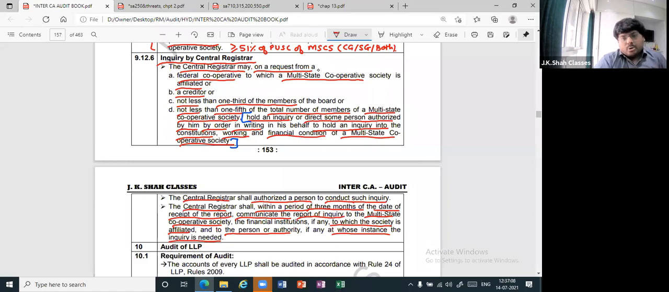So supposing a creditor told the registrar, please do the inquiry. Then the inquiry was done, and thereafter the report was obtained. Once the report was obtained, within 3 months of that report, the central registrar will give this report to that creditor. That is, creditor, you told us, and we have done this inquiry, this is the report. Now do you understand?